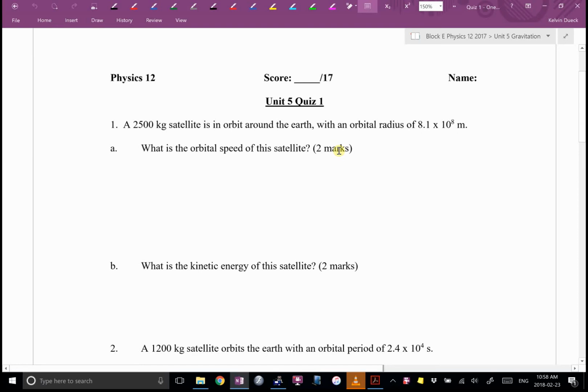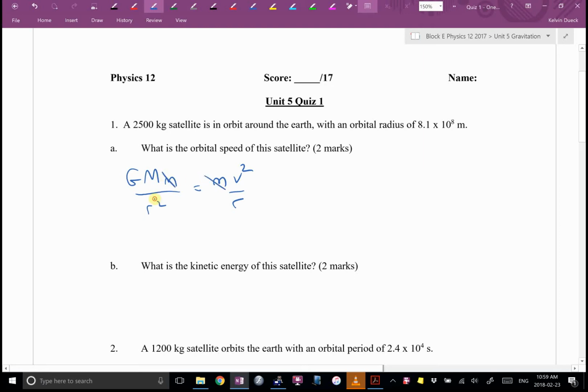Rick, what's 1A asking me to find? Or did you say orbit? So if I see the word orbit, my first thought is gravity is what's pulling me in a circle, and since they said speed, I'll use the circular equation that has speed in it.